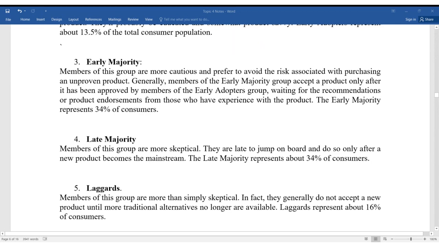Are we together? Good. So what you need to know about this adopters category is this: get to understand their characteristics, get to know what motivates them and what drives them to make a purchase or to adopt new products. Are we together? Good.